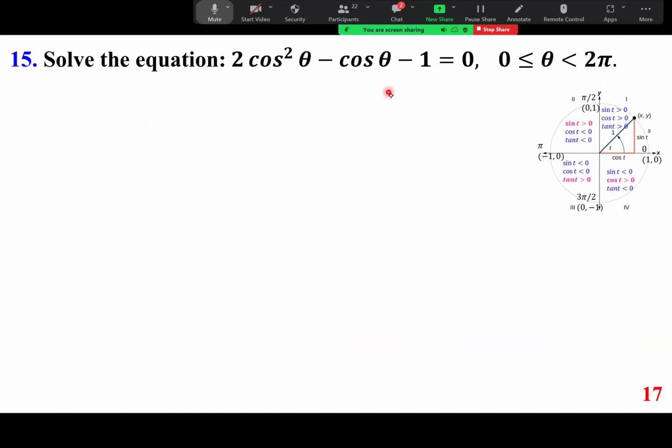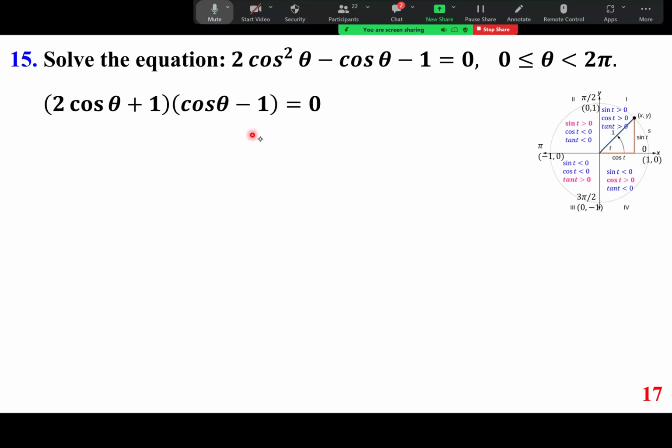Solve this equation, 2 cosine squared theta minus cosine theta minus 1 equals 0. You don't have to do anything, just factor it. It's in the right order, descending order. This number is 2, so 2 cosine theta and 1 cosine theta. This is 1 negative, so both of them are 1, one of them negative. So 2 cosine theta plus 1 times cosine theta minus 1.